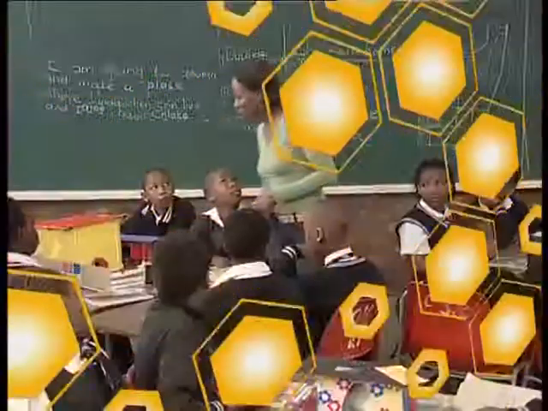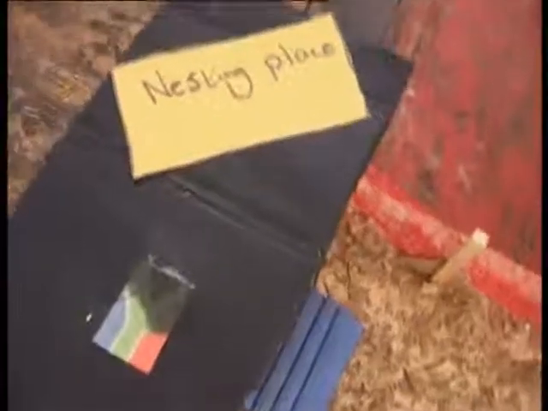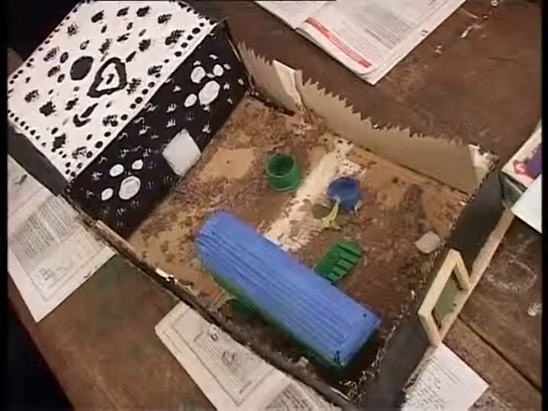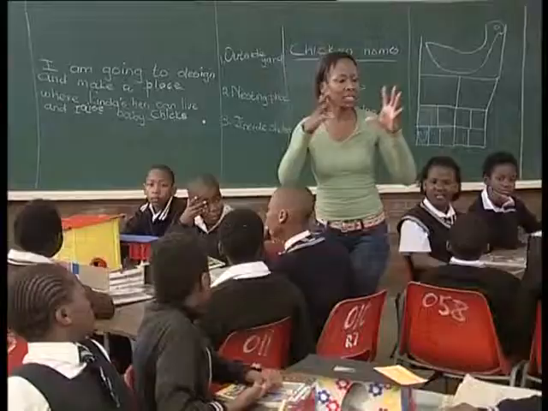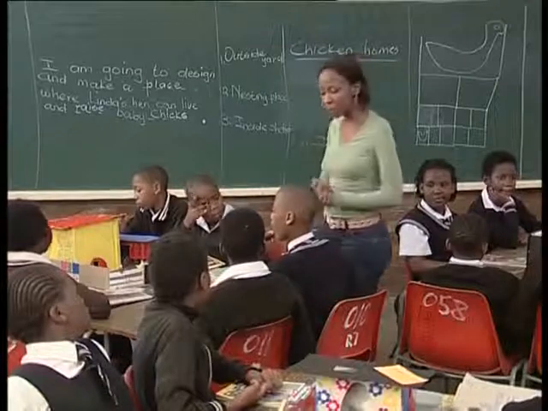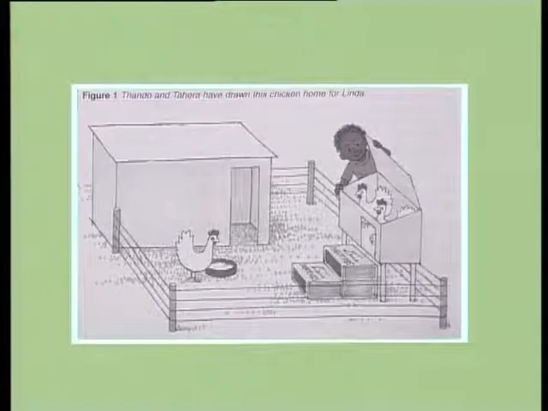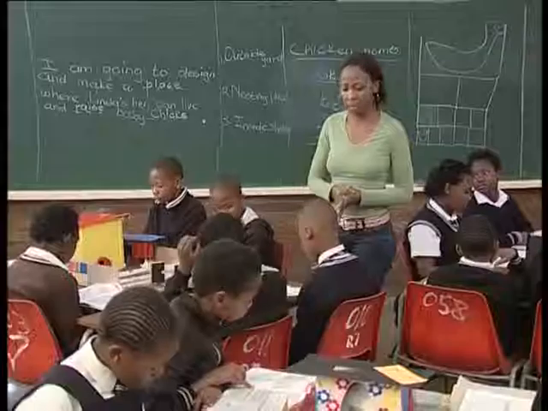I can see everyone has their beautiful models. I'm so proud of you. You've done well. Now we're going to move to the next step of technology, which is evaluating. Okay, but I want you to start evaluating Tando's project, the one that he made for Linda, on page 34. Let's all go to page 34 of our books, please. If you look at figure 1 on page 34, that's the chicken home model that Tando and Tahira built for Linda.